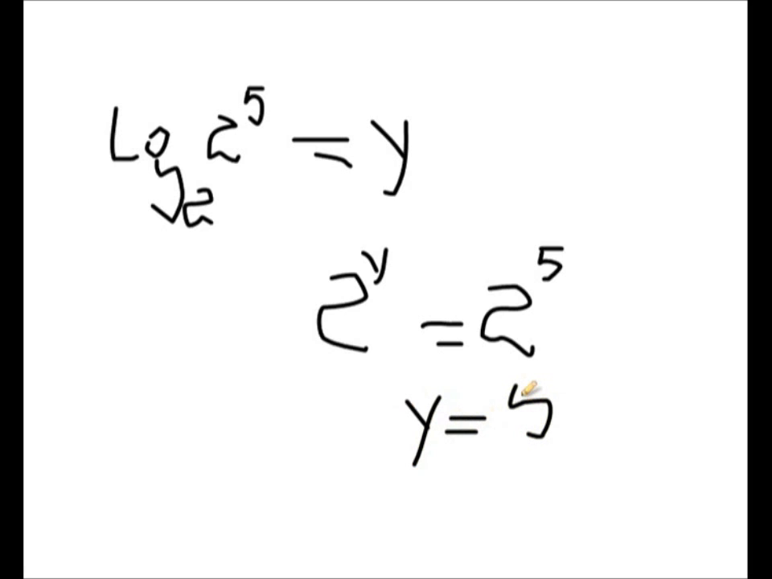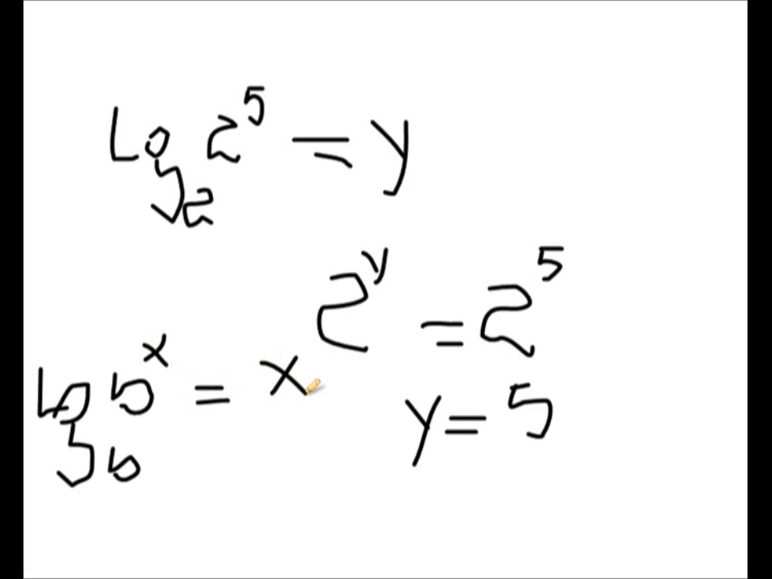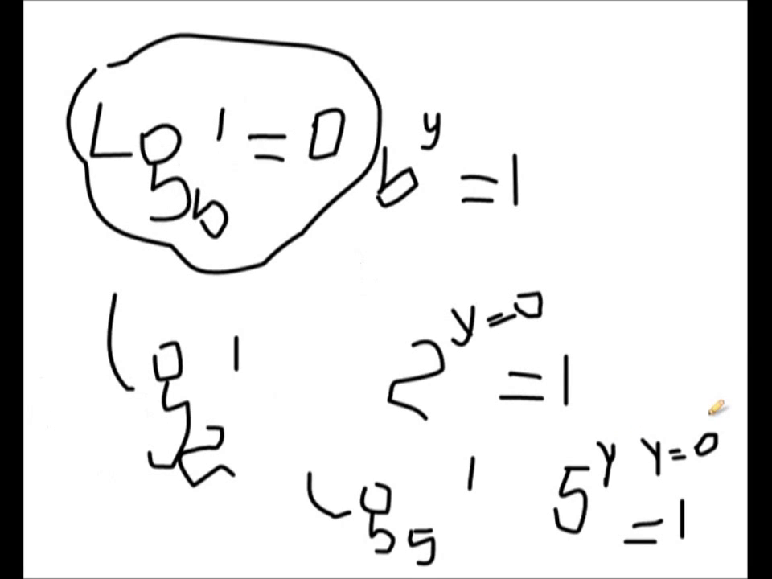That's why we say when you have log base b, whatever the base, of b to the power of x, you will always have x. We call this the cancellation law. So that's all for the different properties that we have for logarithms.